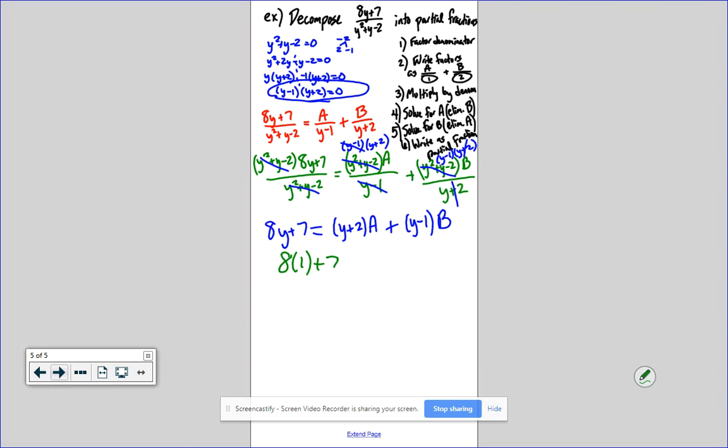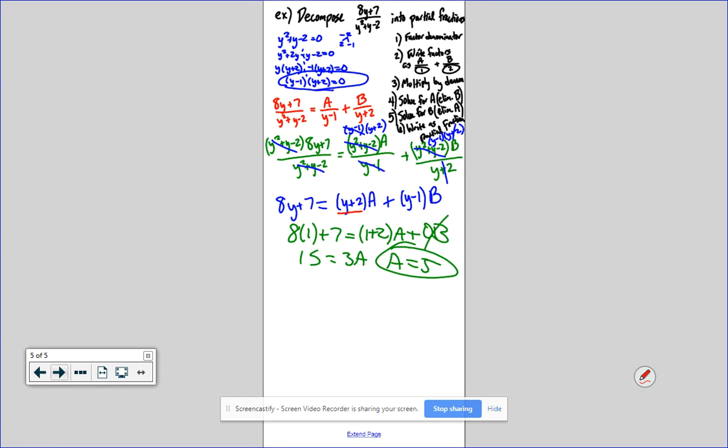So I plugged 1 in for y everywhere I see it. 8 times 1 plus 7 equals 1 plus 2 times A plus 0 times B, which cancels, which is what I want. 8 times 1 is 8 plus 7 is 15. 1 plus 2 is 3A. So A equals 5. That was step 4: solve for A by eliminating B. You need to make B 0, so you just eliminate B.